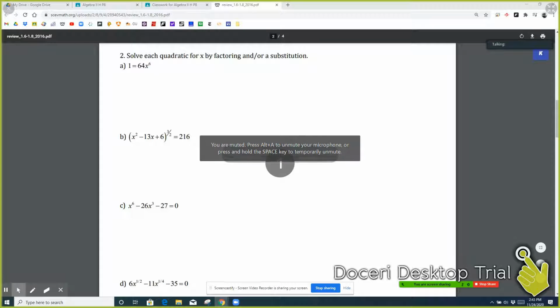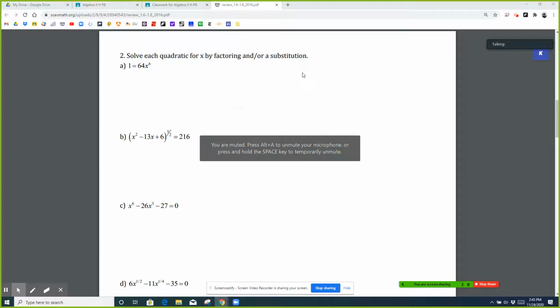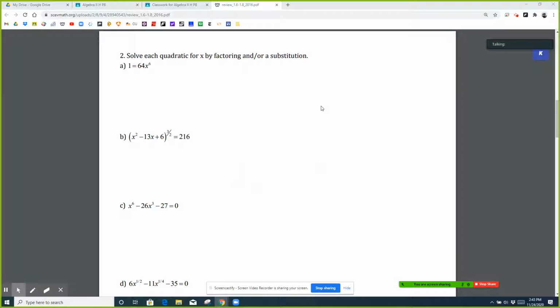All right, for this video, we're going to go over 2D. It's at the bottom of the screen. Just trying to get this started here.